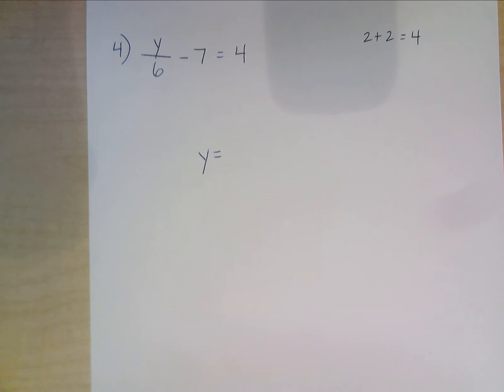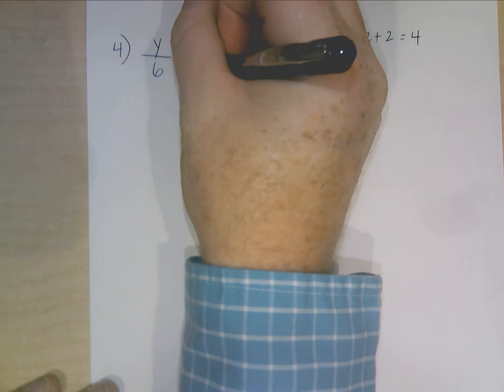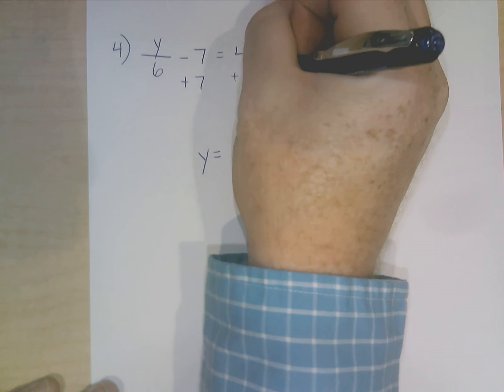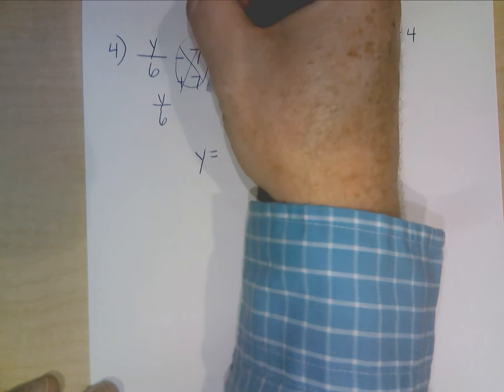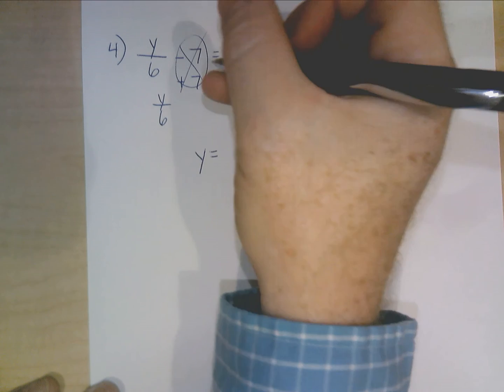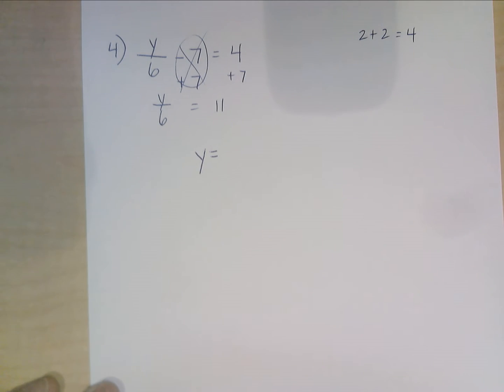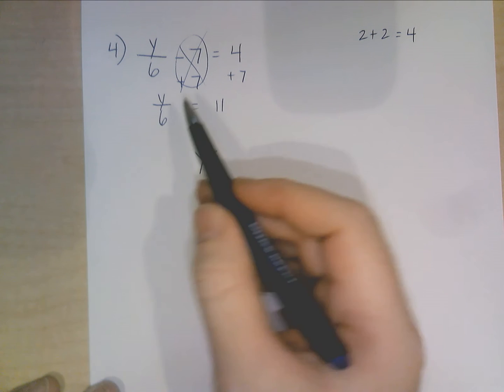All right, so we got to get rid of that minus 7. So what's the opposite of minus 7? Adding 7. So we're going to add 7 to both sides. We're going to get y divided by 6. This is going to cancel out. This is going to be no more. And then we're going to get 11 on the other side. Then we got to unwrap. That was the first step.